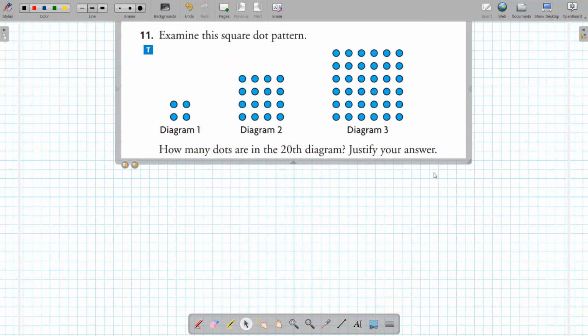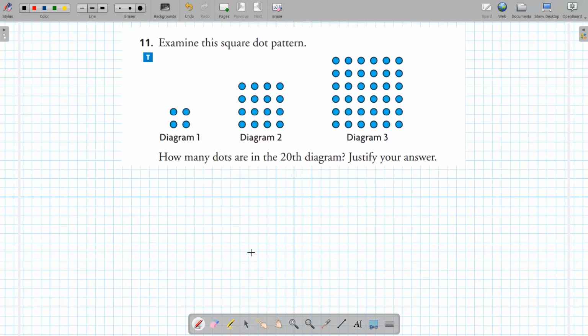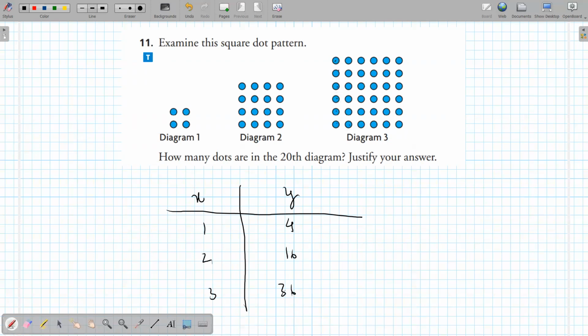Now this is pattern finding. Imagine this square dot pattern, okay? Let's say X is the diagram, and Y is the number of dots. The first one has 4. The next one has 16, I believe. The next one has 36. How many dots are there in the 20th diagram? Justify your answer.